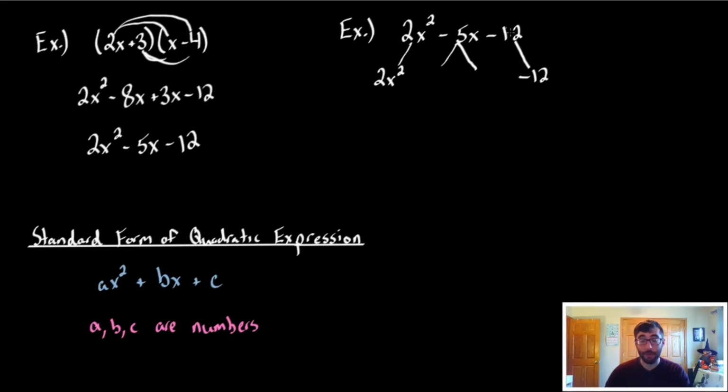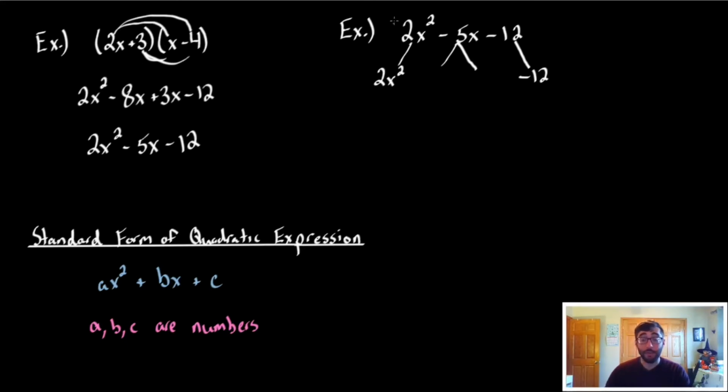The first thing that we do when we are factoring a quadratic trinomial is we bring down the first term and we bring down the last term. So I'm bringing down 2x squared and I'm bringing down negative 12. And now we're going to have to split up this middle term. I need to split up negative 5.